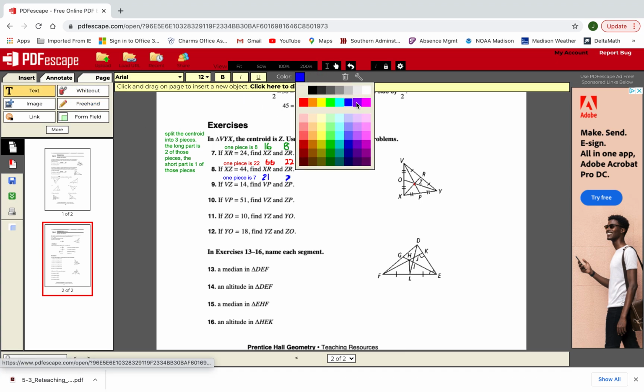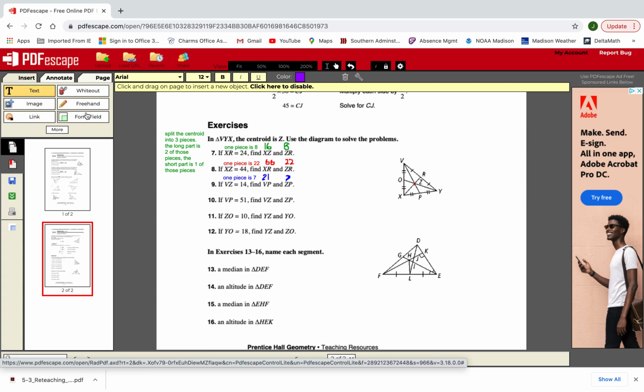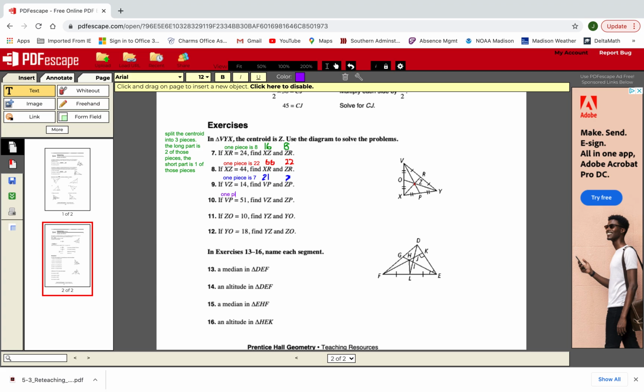How about some purple? Okay. So looking at number 10, this says if VP is 51, VP is the whole thing here. The whole thing here is 51, okay? So if we think of that whole thing as 3 pieces, 51 divided by 3. And this is something that I wish was not a lost art, but 51 divided by 3, you can still divide things on paper here. I know you can punch it into a calculator, but watch. 51 divided by 3, just like this.